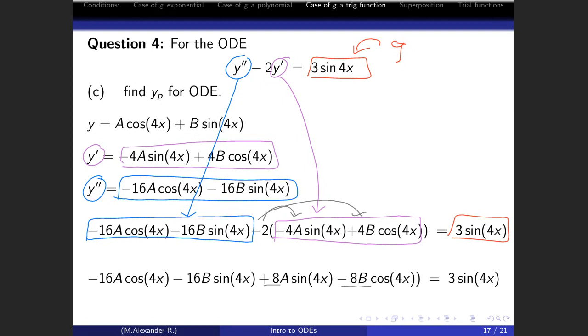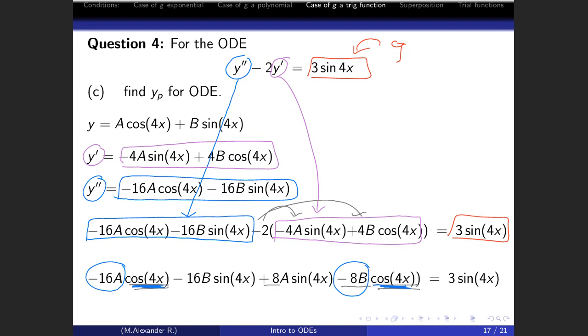All right, so now we need to combine like terms. So things that have a cosine 4x, I want to combine. Let me put that in blue. This has a cosine 4x, so that's a -16. This one has a cosine 4x, and this is a -8b. So how much is that?